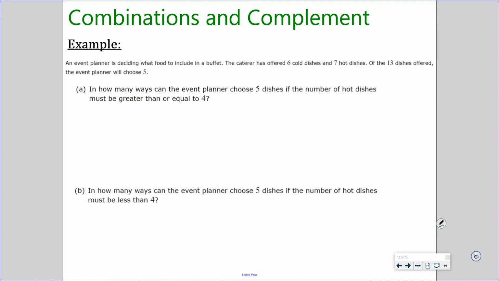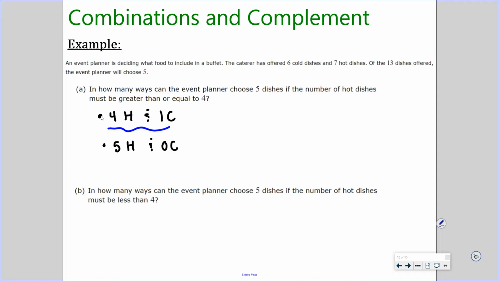All right, so there's 2 ways we could satisfy this condition. We could have 4 hot dishes, and if we have to total 5, that means 1 would be cold. Or we could have all 5 be hot dishes and no cold dishes. So we're basically going to create a combination for each case, and combination because the order that we select these doesn't matter. They're going to be the same hot dishes.